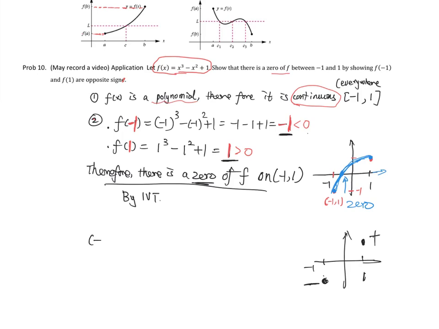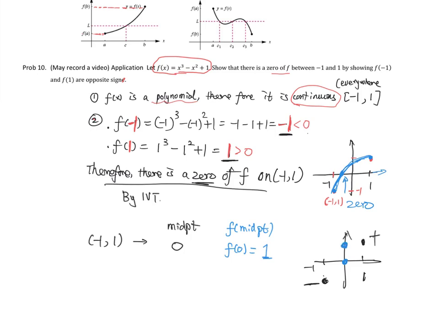Now on -1 to 1, the midpoint is this, right? The midpoint is 0. So this is the midpoint, okay? Now check f of the midpoint. Which is f of 0, so plug 0 into this function, and you see f of 0 is equal to 1. So f of 0 is equal to 1, right?